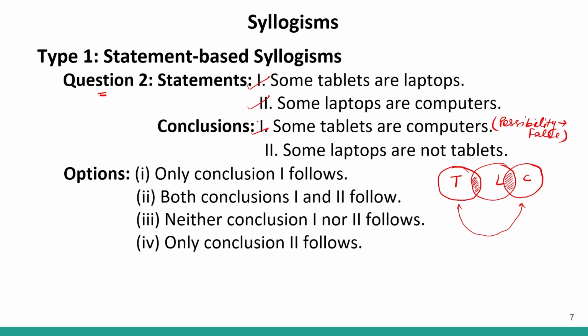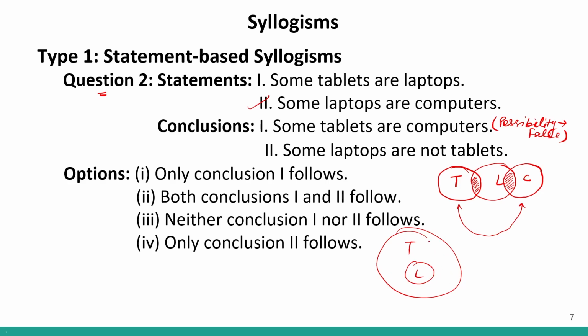Okay? Now, coming to conclusion 2. Conclusion 2 says some laptops are not tablets. This may or may not be true. Now, let us look at statement number 1. Statement number 1 says some tablets are laptops. So can it be written like this? Let me draw it like this. Some portion of tablet is laptop. Correct? It can be represented like this.